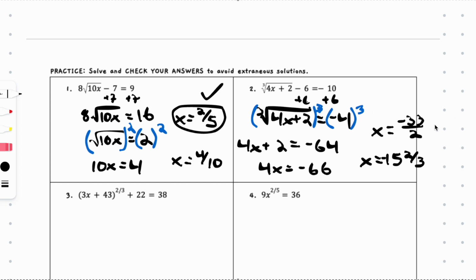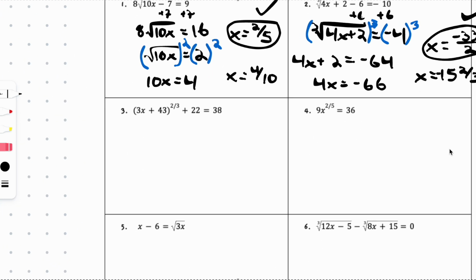So now let's plug this in. Negative 33 over 2 times 4 is going to give us negative 66. Negative 66 plus 2 is negative 64. The third root of negative 64 is negative 4. Negative 4 minus 6 equals negative 10. So this works. Great. Now let's move on to 3.